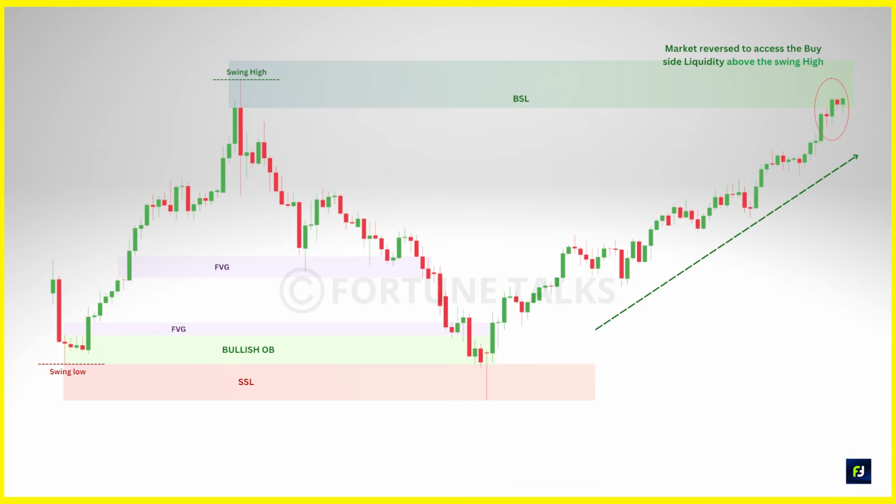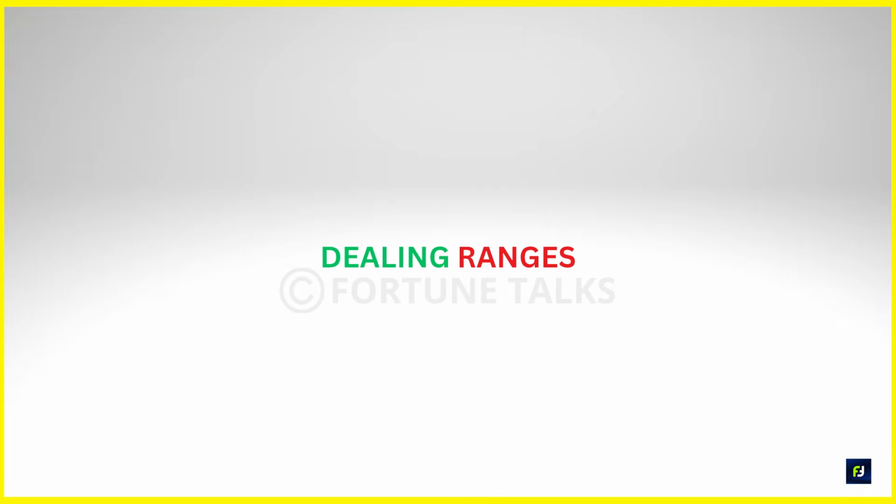In this scenario, the market grabbed both the sell-side and buy-side liquidity areas. This is the foundation of another important concept named dealing ranges, which we will learn in the upcoming episodes.